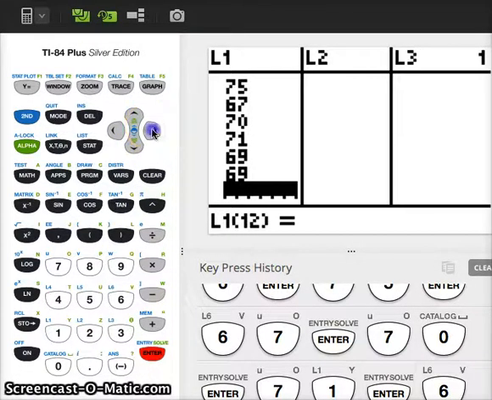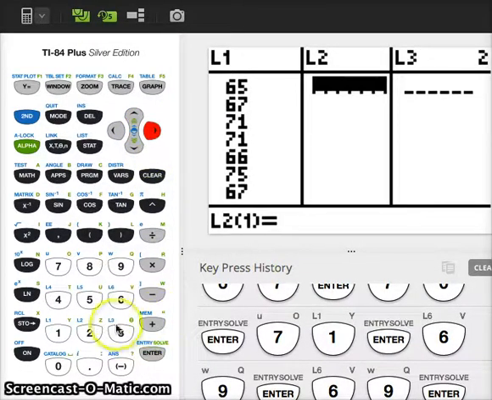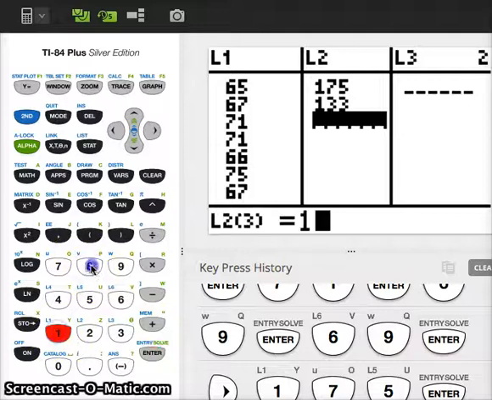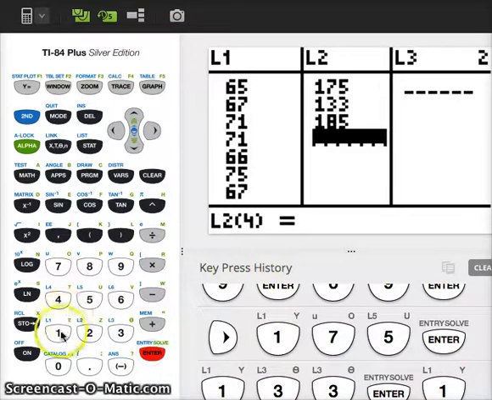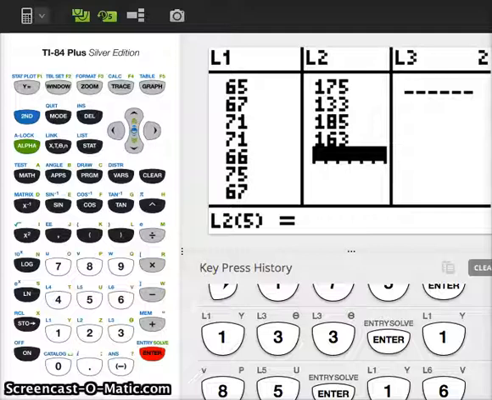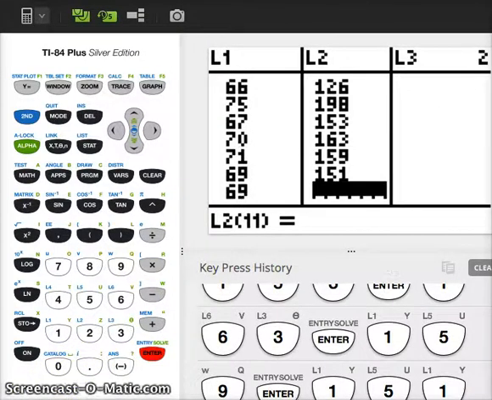I'm going to hit the right arrow, and now we're ready to put the values in for the Y. 175, 133, 185, 163, okay, didn't mean to bore you putting all those numbers in here. Then the last one, 159.